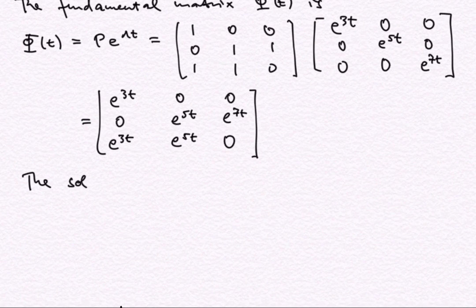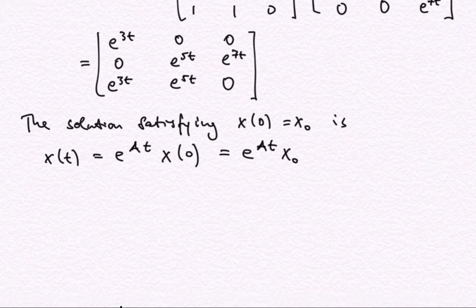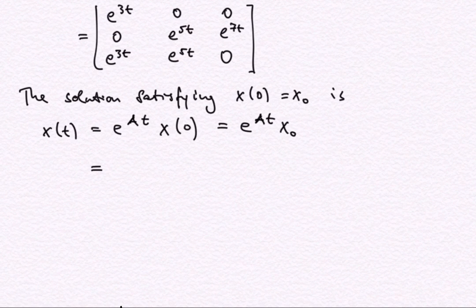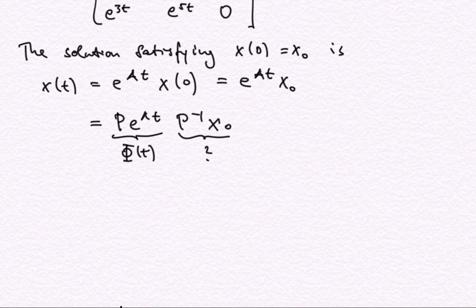Now we want to find the solution that satisfies the initial condition. So we look again at our solution from applying the concept of the matrix exponential series. And this now needs to satisfy e to the At x sub 0. That's the idea of the initial condition. And now we write e to the At as P times e to the Lambda t, P inverse x naught. And this, we have just seen here, is our fundamental matrix Phi of t. And then the question is, what is P inverse x naught? But that we can, of course, easily calculate.